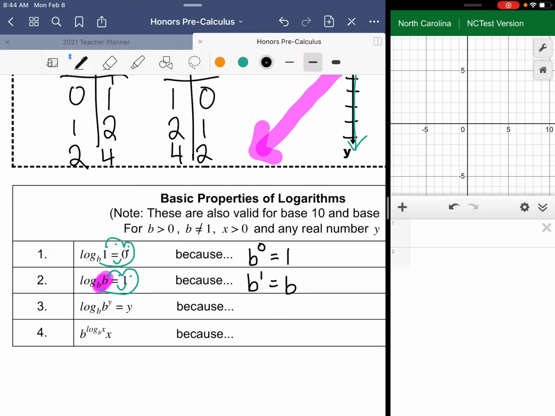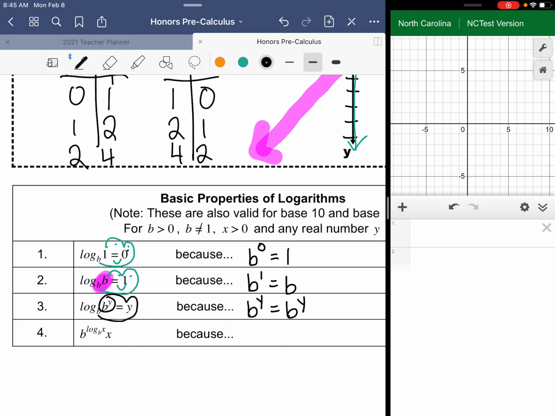All right, so if I have b raised to some other exponent, so if I have a power on top of an exponent, that is going to equal that power. So the base raised to y equals this whole thing. So b raised to y equals b raised to y. So it equals the y value.